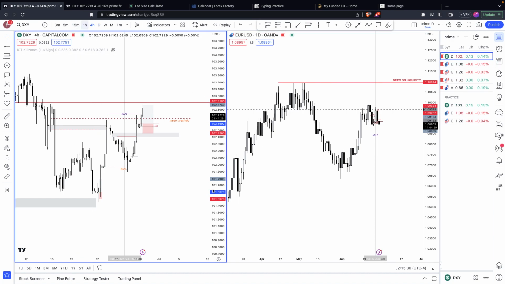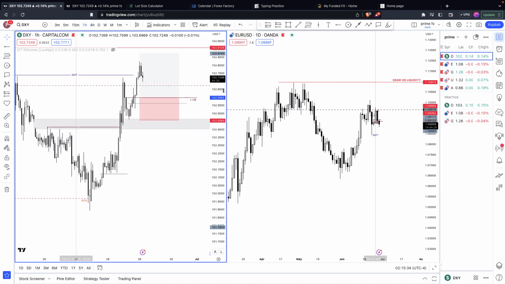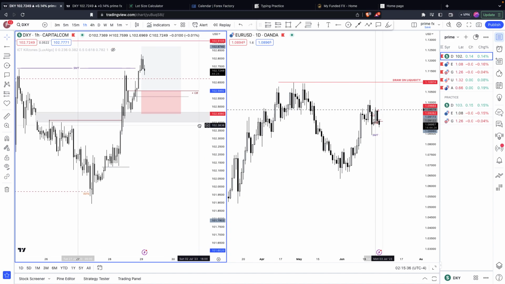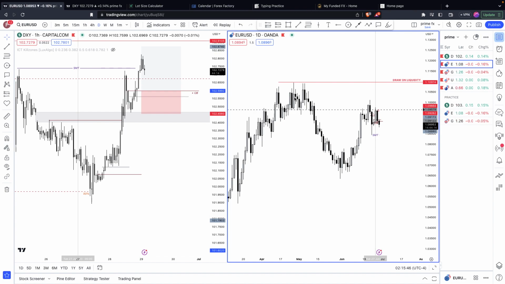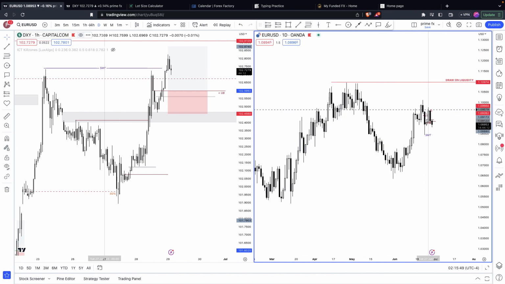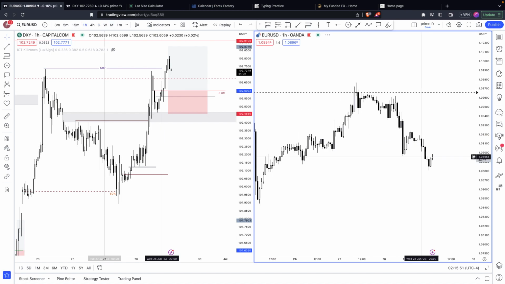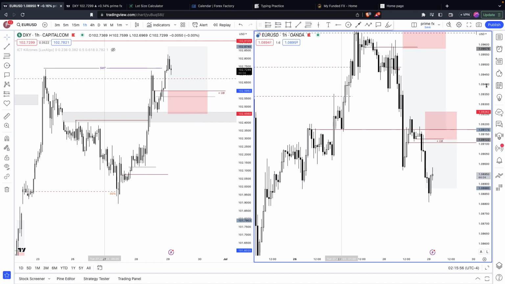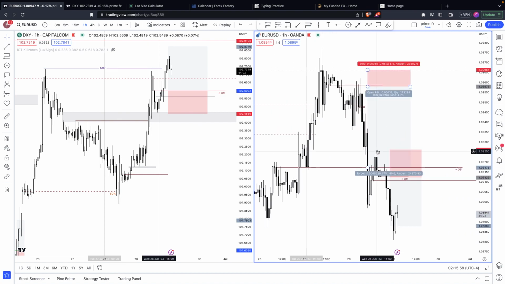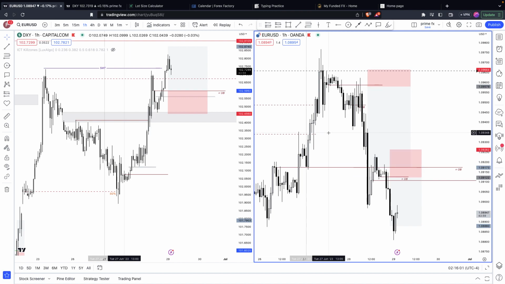We are not going to go through the whole process, we just go down to the entries. I was talking about the entries and I was looking at this area on the dollar, on the 1 hour. So over here.